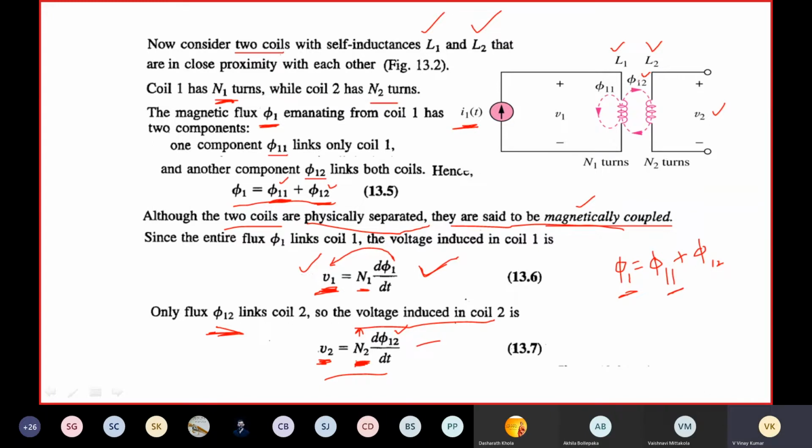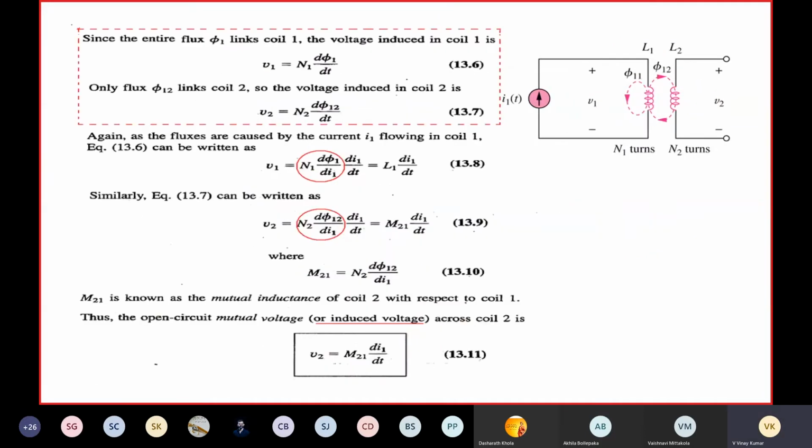So this is the flux. Phi 1 2 is the flux because of I1, because of phi 1, and which is linking coil 2. Because of this phi 1 2 only, mutual induced EMF is induced. That's why this can be written like this: V2 is equal to N2 d phi 1 2 by dt. So V1 is equal to N1 d phi 1 by dt is the self-induced EMF, and this is the mutual induced EMF in coil 2 because of the flux in coil 1.